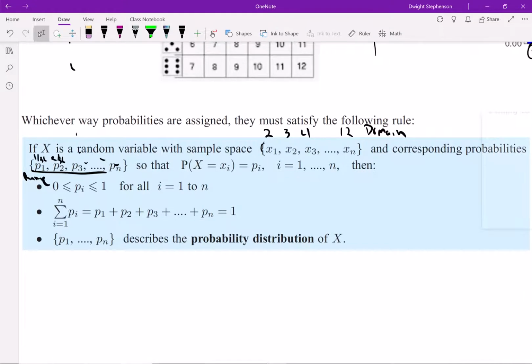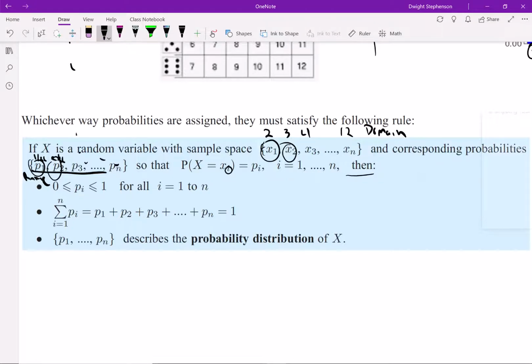It's just the corresponding probability: the probability of x1 is p1, the probability of x2 is p2, and so forth. And then the notation you're going to see is the probability of this random variable, the sum of the dice, being x1, 2, 3, whatever, and then this is the probability it's given. Notice that these i values, the subscripts, should be positive integers: 1, 2, 3, and so forth.